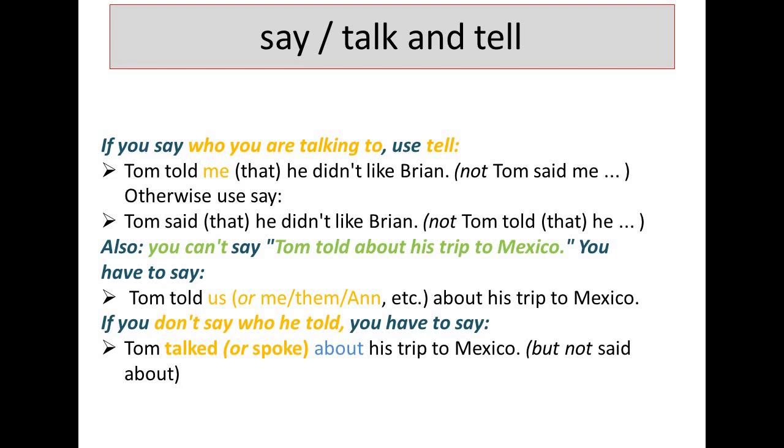For example, if Tom speaks about something, some event, we have talk or speak plus preposition plus something. For example, if you want to ask what are you talking about, what are you speaking about: I talked about or I spoke about. But you cannot say I tell about. No, it is impossible. And you cannot say I say about. No.